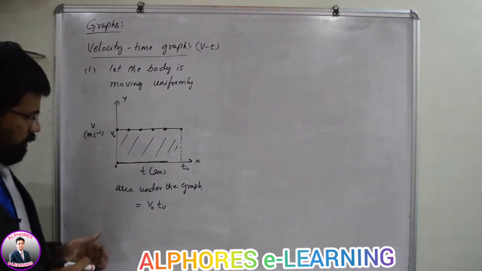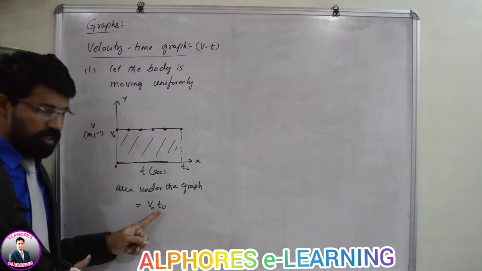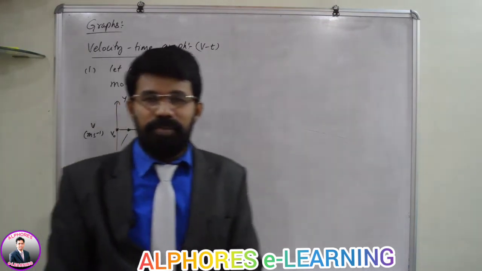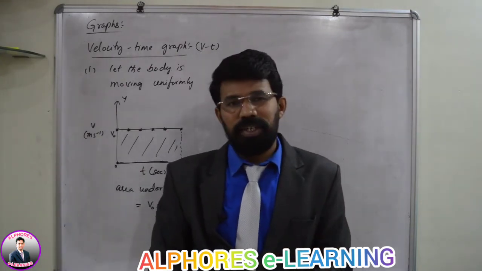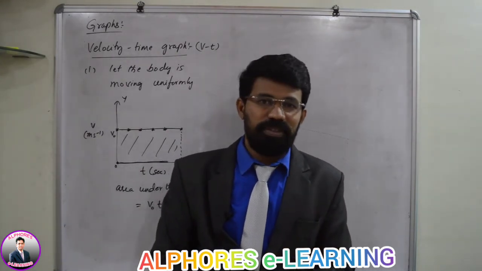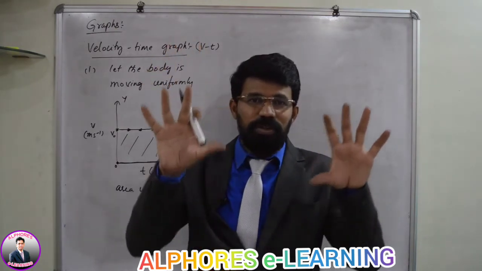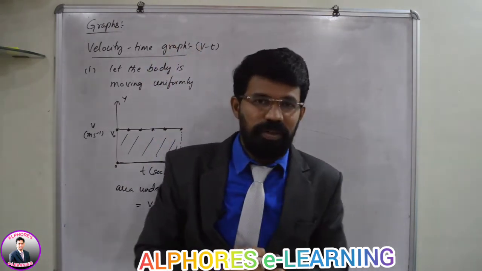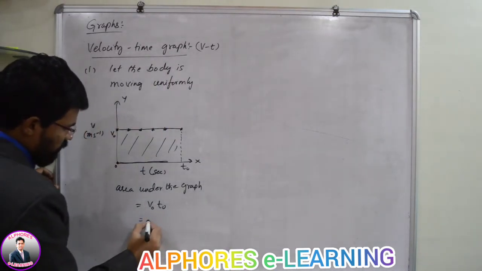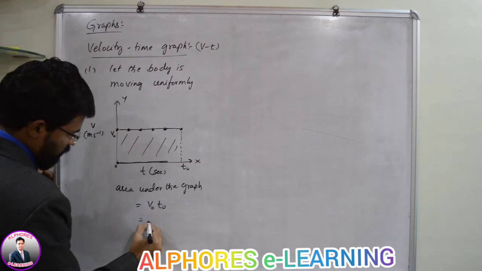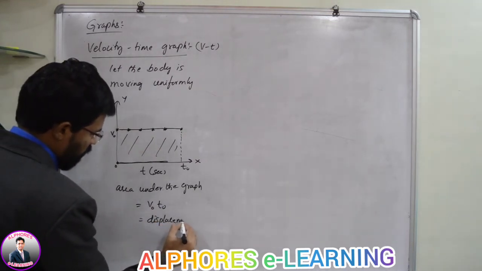Look at this expression in a general view. It is a product of velocity and time. When you multiply time and velocity, what will you get? You will get displacement, because velocity is equal to displacement by time. So displacement is equal to velocity into time. So this v naught into t naught is nothing but the displacement.